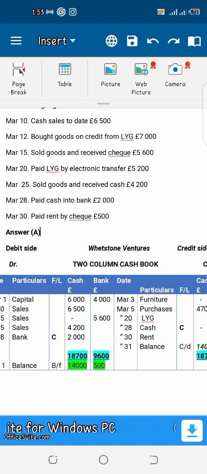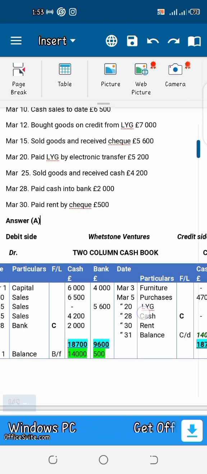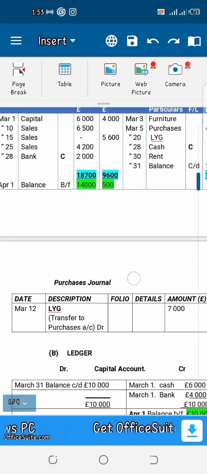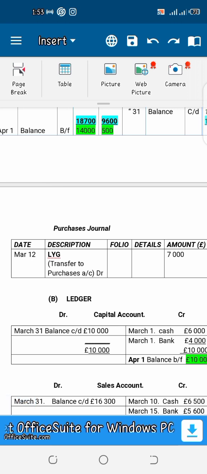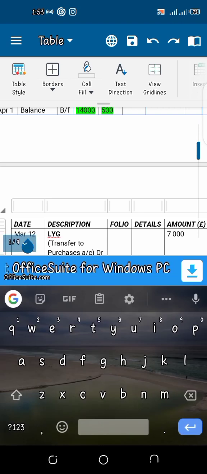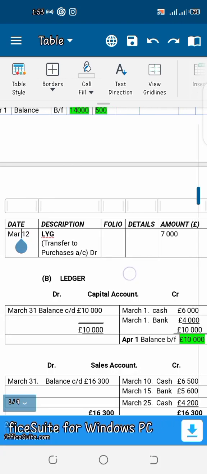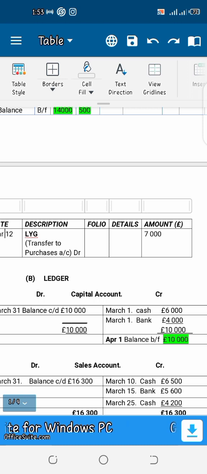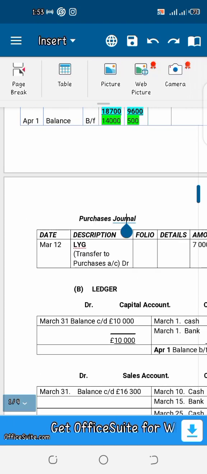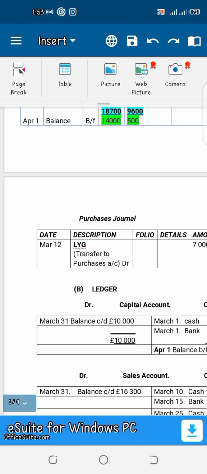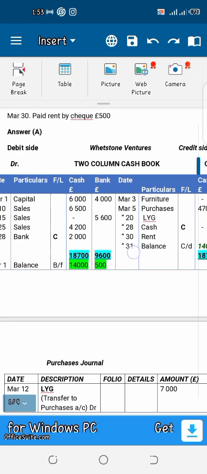So where then do we enter this transaction? When goods are bought or sold on credit, it enters into the journal. In this case, we have the purchases journal because goods were bought from LYG on March 12, as shown here. March 12, goods were bought from LYG company to the tune of £7,000. So it's recorded in the purchases journal. Now let's go back to the question.